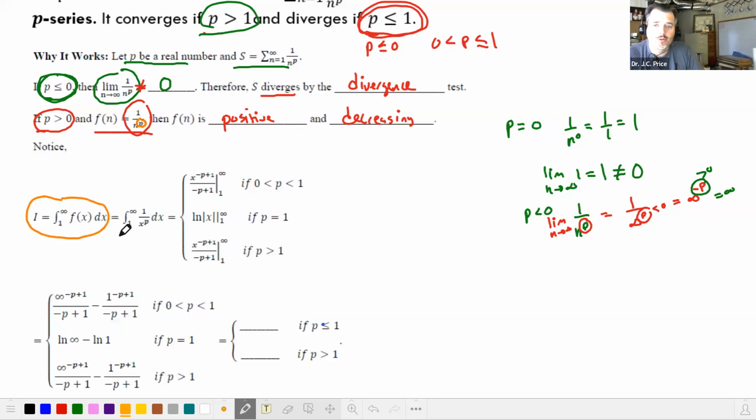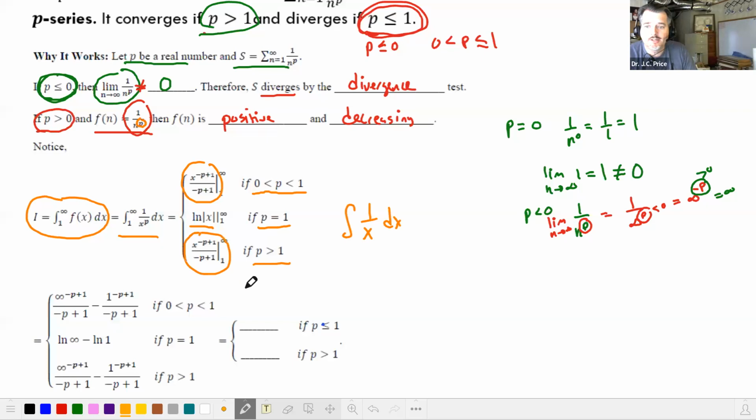For this improper integral, I plug in my function, 1 over x to the p, and then I have some cases. Notice when p equals 1, you have the integral of 1 over x dx, and that's going to be ln of the absolute value of x. When p is not equal to 1, we split into two separate cases. When 0 is less than p is less than 1, you just add 1 to the exponent and divide by it. When p is bigger than 1, again, you just add 1 to the exponent and divide by it. That's the rule. So you have these three things happening, and then we plug in our limits of integration.